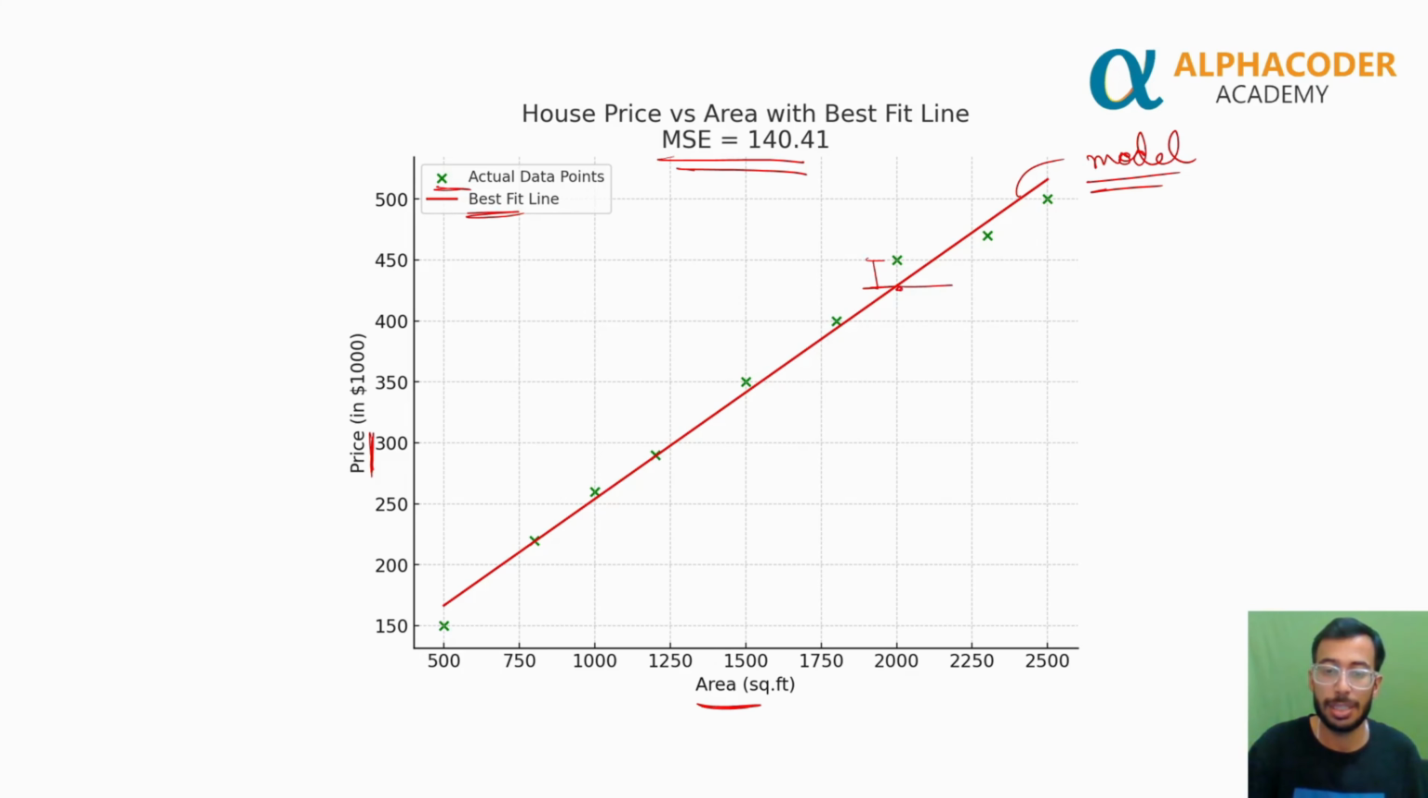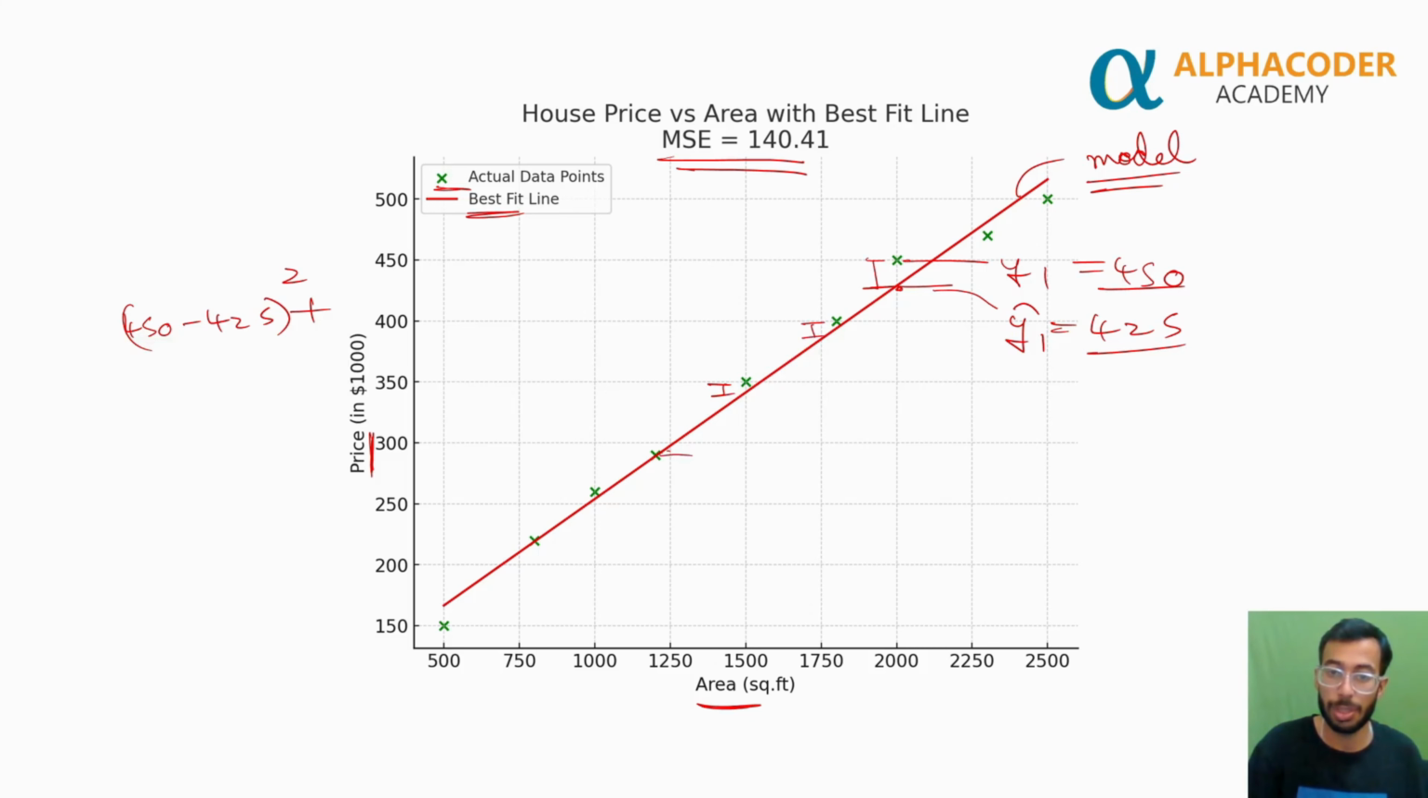Let's say this is actually y1, so y1 here is 450. And for this, y1 cap would be somewhere around 425. Now when we calculate the MSE, I will say 450 minus 425 whole square, plus this error, plus this error, plus this error. Now for this data point the error contribution would be 0, because this data point lies on the model itself, on the linear regression line itself. So for this, y1 cap minus y1 would be 0.